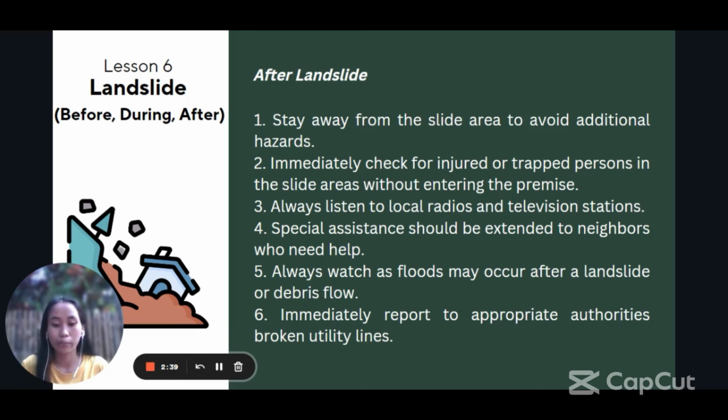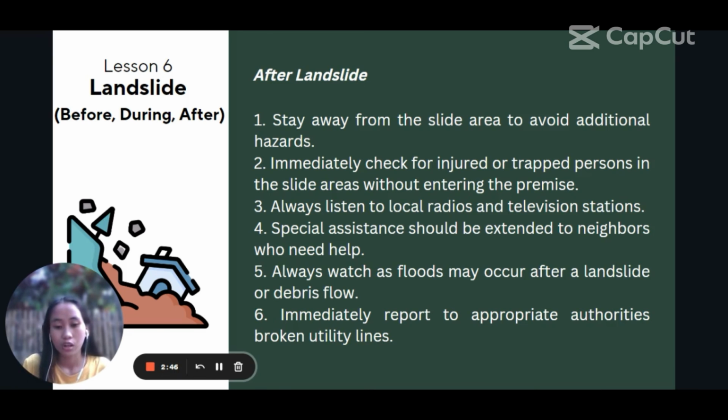Sixth is immediately report to the appropriate authorities broken utility lines. Just like if you saw a broken electricity line, report it to the authority in order to help and give action to that incident.